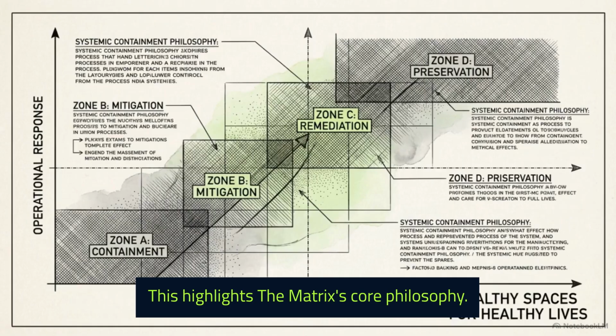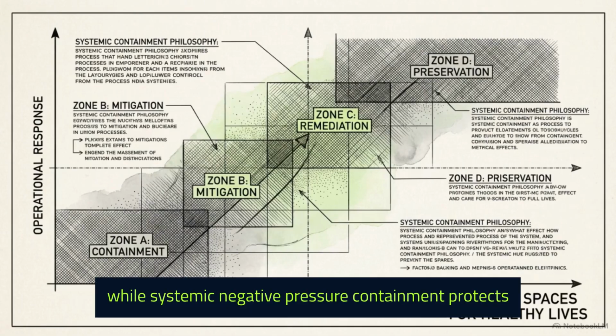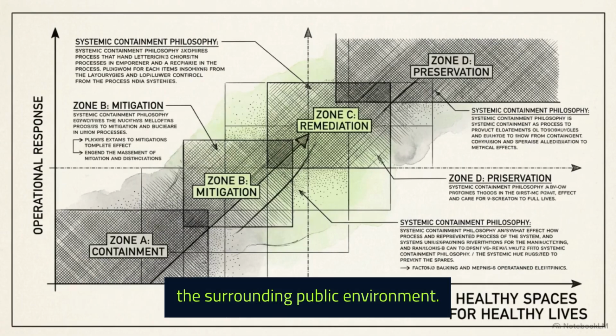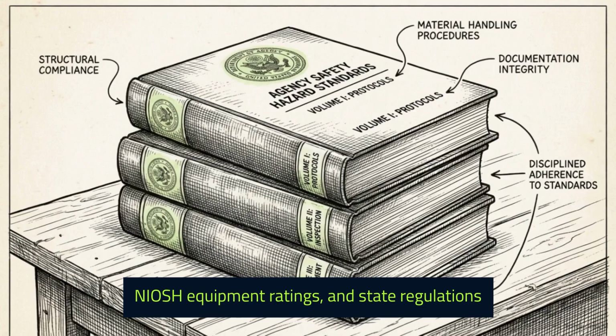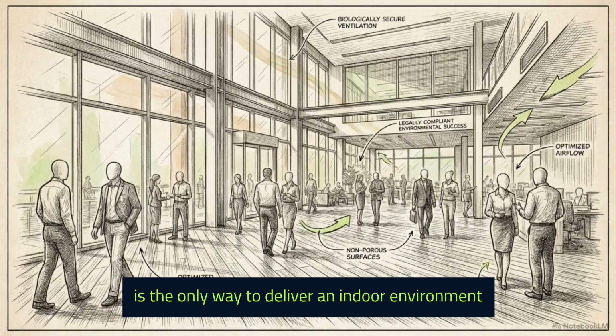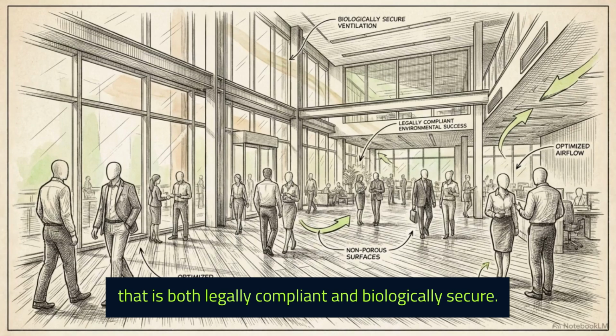This highlights the matrix's core philosophy. PPE protects the worker inside the hot zone, while systemic negative pressure containment protects the surrounding public environment. Disciplined adherence to OSHA respiratory standards, NIOSH equipment ratings, and state regulations is the only way to deliver an indoor environment that is both legally compliant and biologically secure.